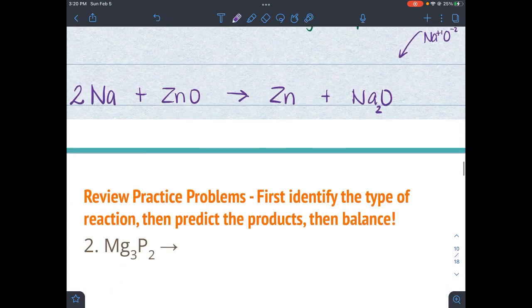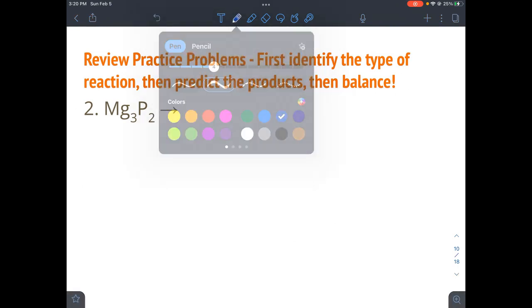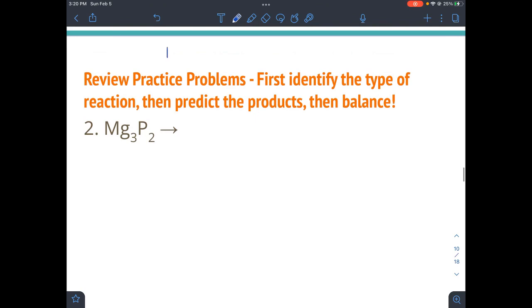Let's look at number 2. Number 2 says Mg3P2. This is all it tells me for my reactants. I don't have any other chemicals being added in. So this is making me think that this is a decomposition reaction. Really, nothing else can possibly happen. If you have one compound and nothing else, the only thing it can do is break down.